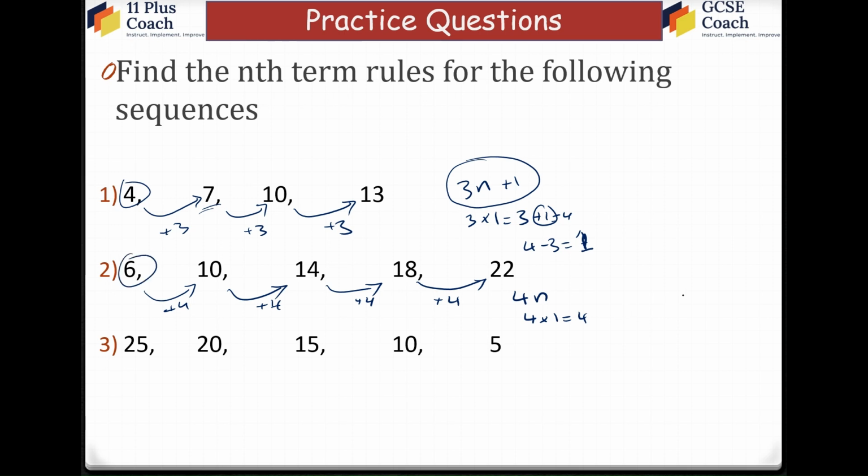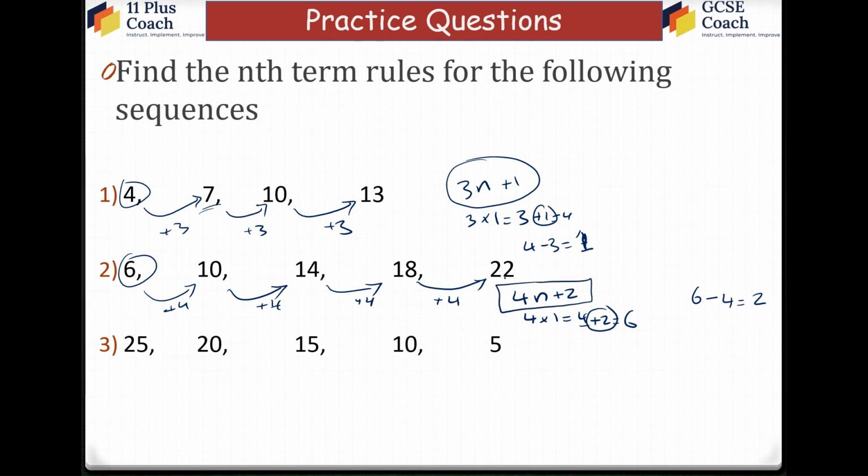So what's the difference? Always do the term that you have in the sequence, which is 6, take away the one you just got, which is 4. 6 take away 4 is positive 2. So I need to add 2 to this to make 6. That means add 2 is the additional part to 4n. So 4n plus 2 is my nth term for this sequence.